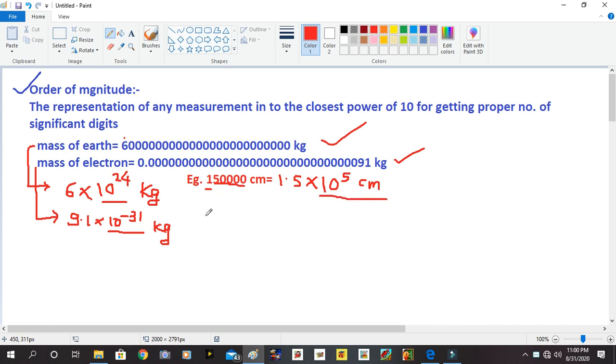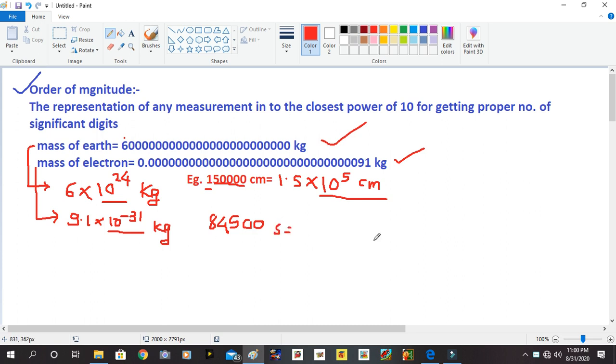Suppose I have another example in which I have written, say, 8,450,00 seconds.